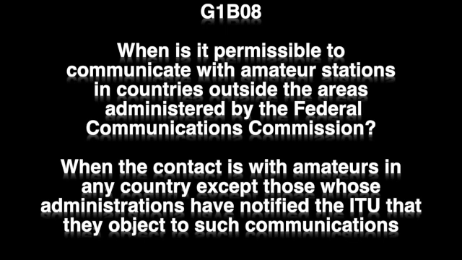G1B08. When is it permissible to communicate with amateur stations in countries outside the areas administered by the Federal Communications Commission? When the contact is with amateurs in any country except those whose administrations have notified the ITU that they object to such communications.